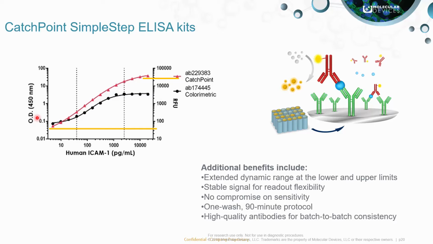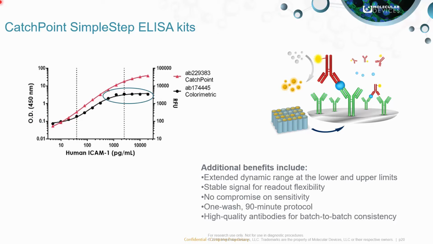You can also see in the colorimetric ELISA kit that the linearity starts to drop off at around 1,000 picomolar on the x-axis, whereas the CatchPoint ELISA is linear up to 10,000 picomolar, greatly increasing the detection limit of the human ICAM-1.